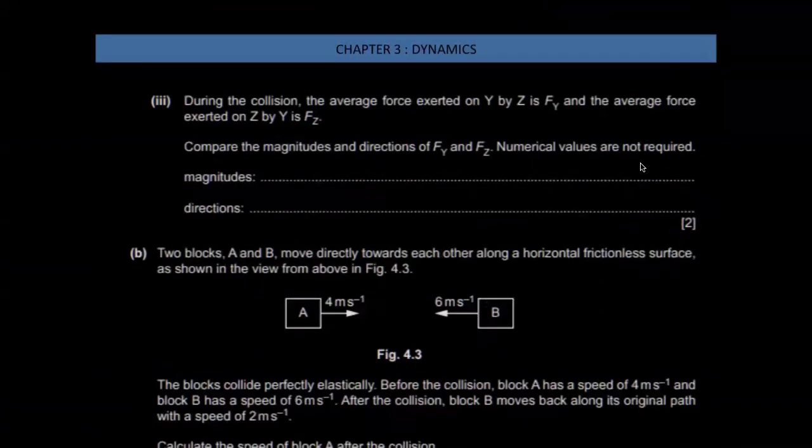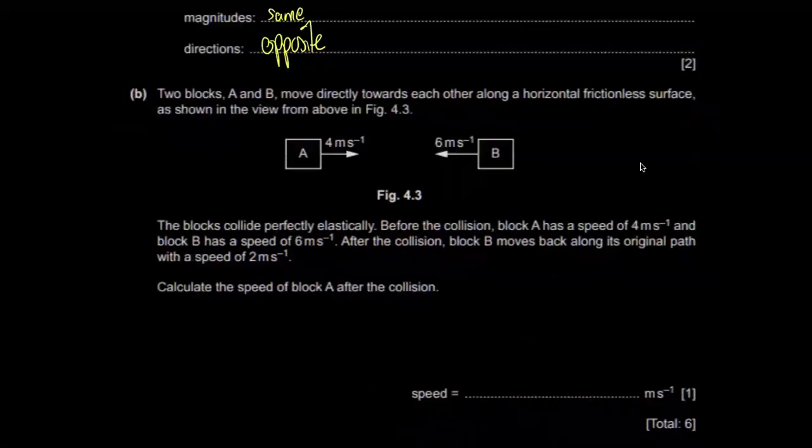Next. During the collision, the average force exerted on Y by Z is Fy, and the average force exerted on Z by Y is Fz. Compare the magnitudes and directions of Fy and Fz. Numerical values are not required. So what will the magnitude be? Newton's third law: it's going to be the same. And what will happen to the direction? Opposite. Simple. Now do this part. It's simply a 1 mark question, very simple, just answer directly.